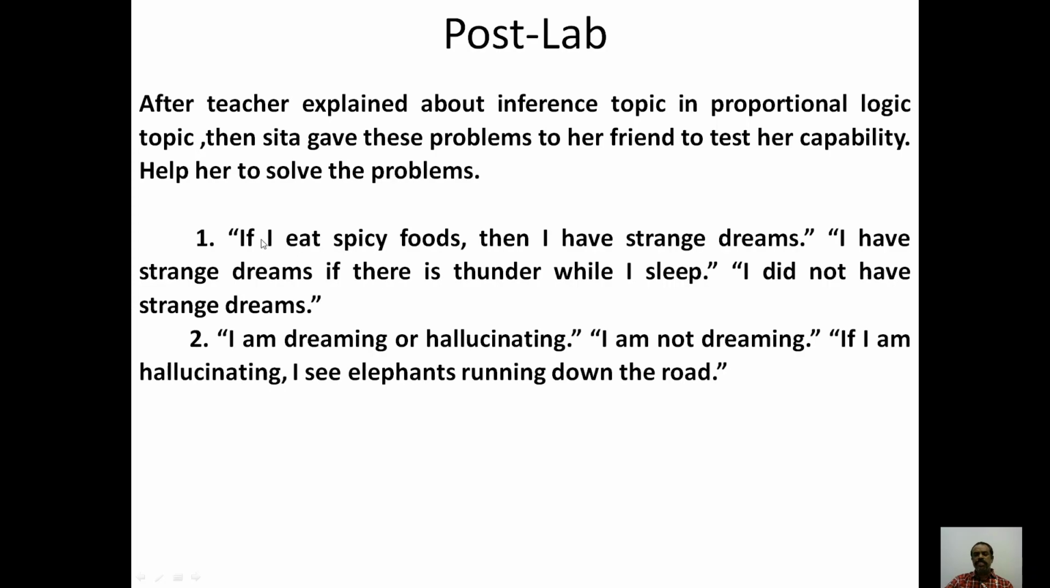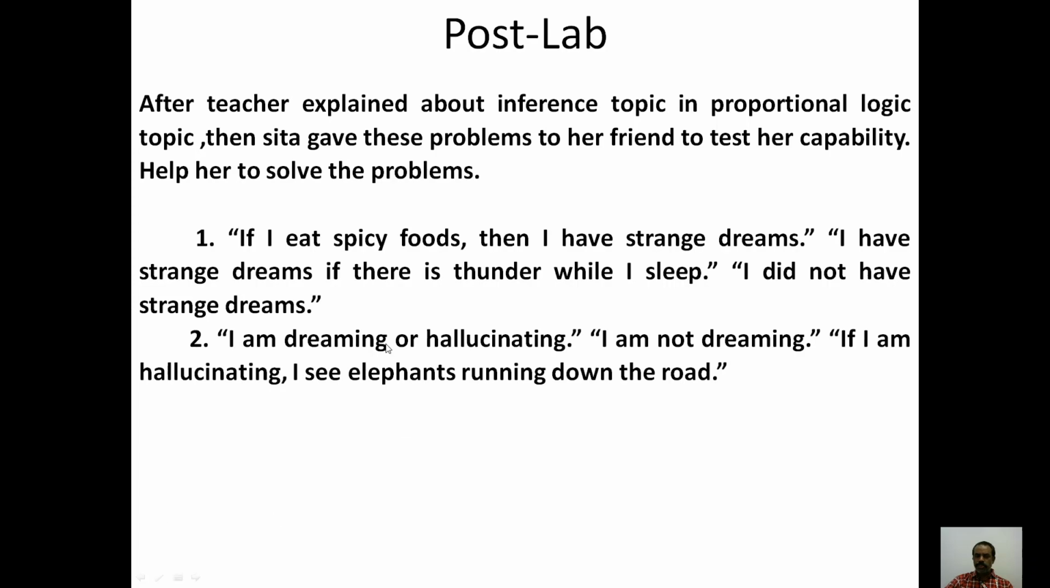So what does this first one say? If I eat spicy foods, then I have strange dreams. I have strange dreams if there is thunder while I sleep. I did not have strange dreams. So certain things we need to identify from this. I eat spicy foods is one thing. I have strange dreams is another thing. There is thunder while I sleep. I did not have strange dreams. So I have strange dreams can be negated and you get I did not have strange dreams. We need to be generating all the possible inferences from this.